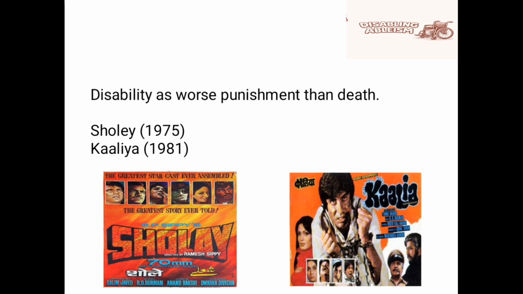In the next part we will see how disability is represented as dependency in Hindi cinema, or mainly in cinema.